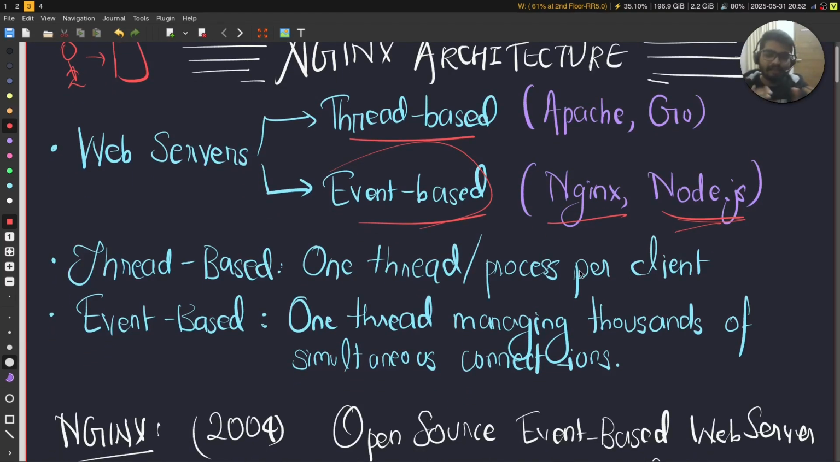So thread-based, to recapitulate, is basically one thread or process per client connection, and in the event-based scenario we have one thread managing thousands of simultaneous connections. Of course there are some benefits and some drawbacks to each of them. In thread-based, the obvious benefit is that the entirety of the software is quite simple and intuitive to follow. Whenever a new client comes in, you fork yourself and create a new process, and that process will take care of handling. So from a software point of view, this was quite simple to do.